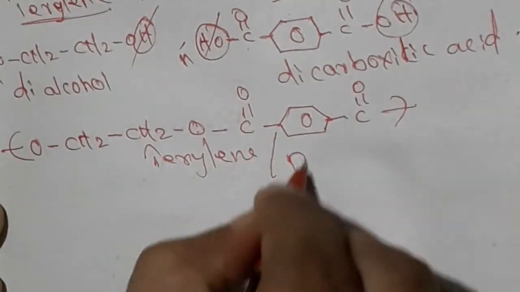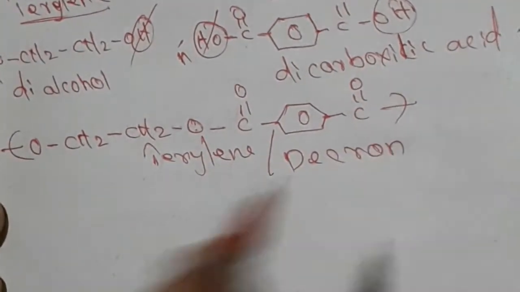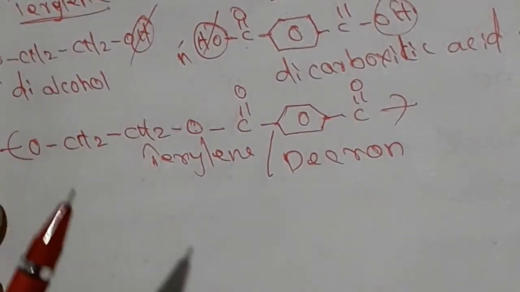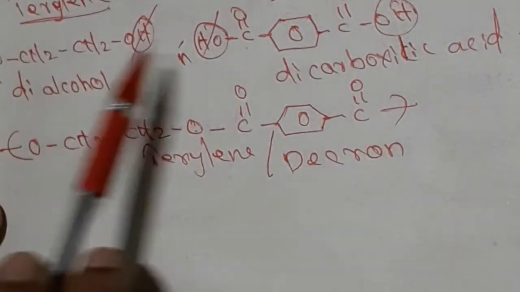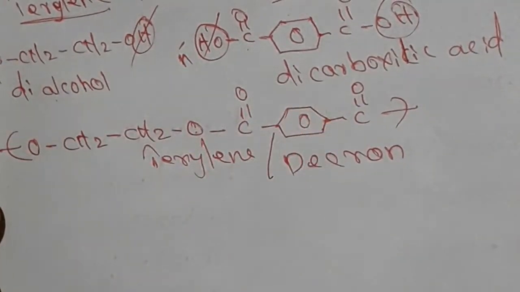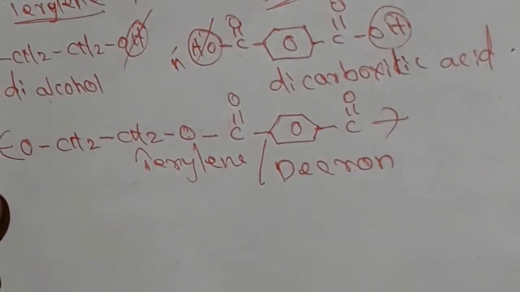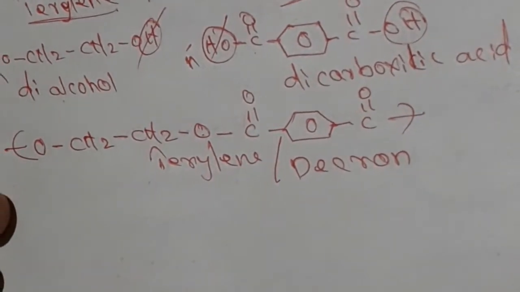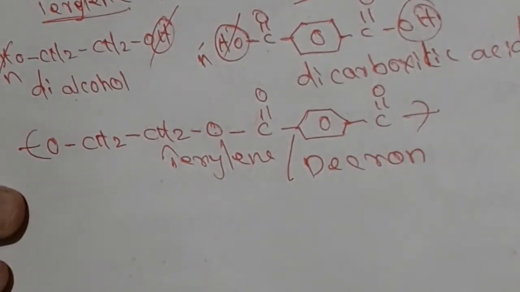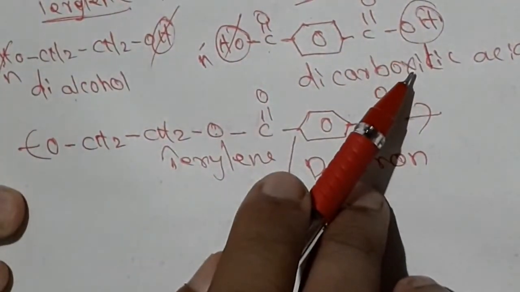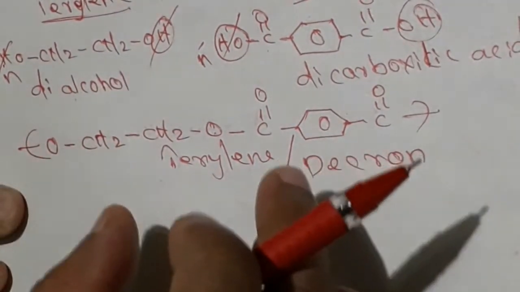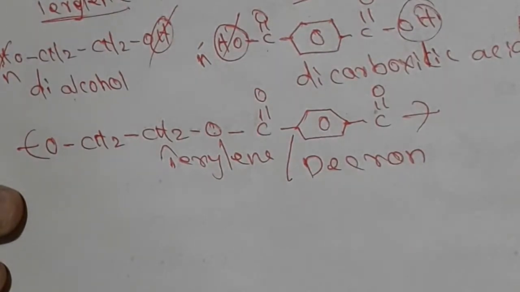Terylene is also called Dacron. You have to remember these are the monomers of terylene or Dacron: dialcohol and dicarboxylic acid. Dialcohol means the compound which consists of two OH groups. Dicarboxylic acid means the compound which consists of two carboxylic acid groups. They will join together to form the ester, terylene.